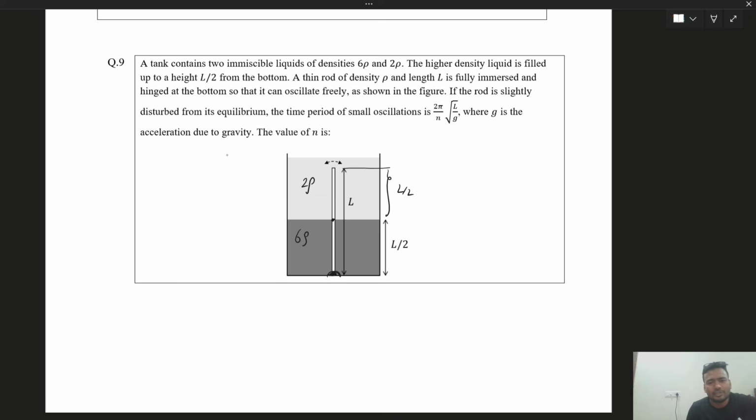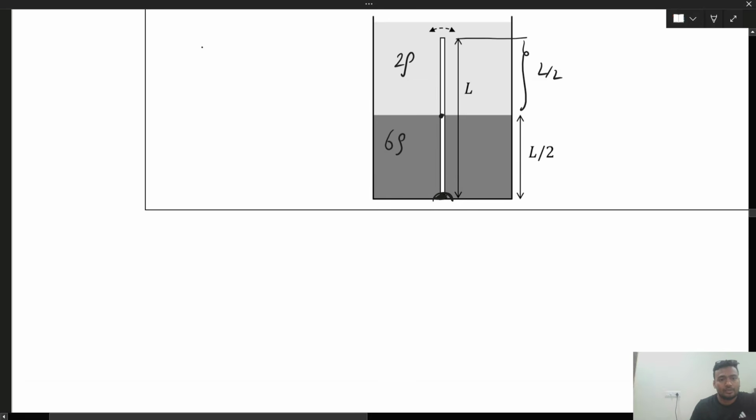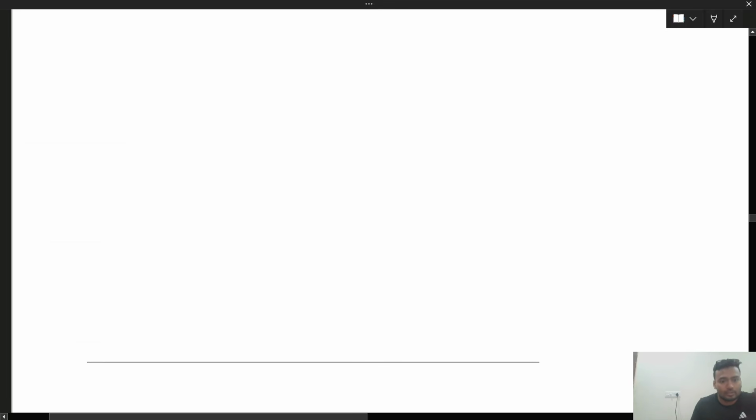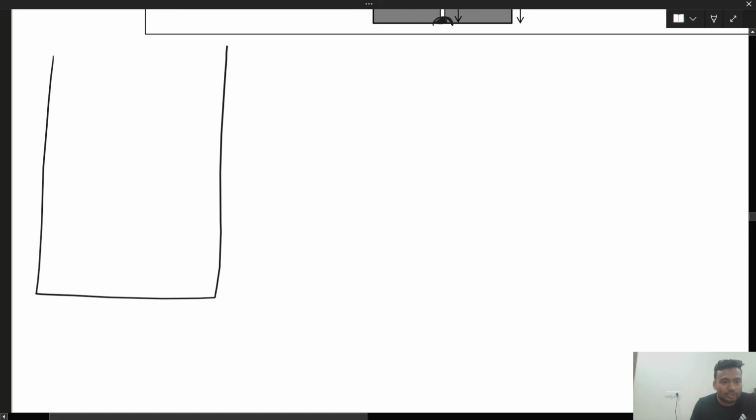And at this point it is pivoted, and assume there is no friction at that pivot point. So if I slightly give it some kind of oscillation, or just disturb it by some small angle to the right or left, it will start oscillating, and that time period you have to find out. Basically we have to write down the equation for restoring torque here. So how to start? Let me again draw the complete figure. The situation will be like this.